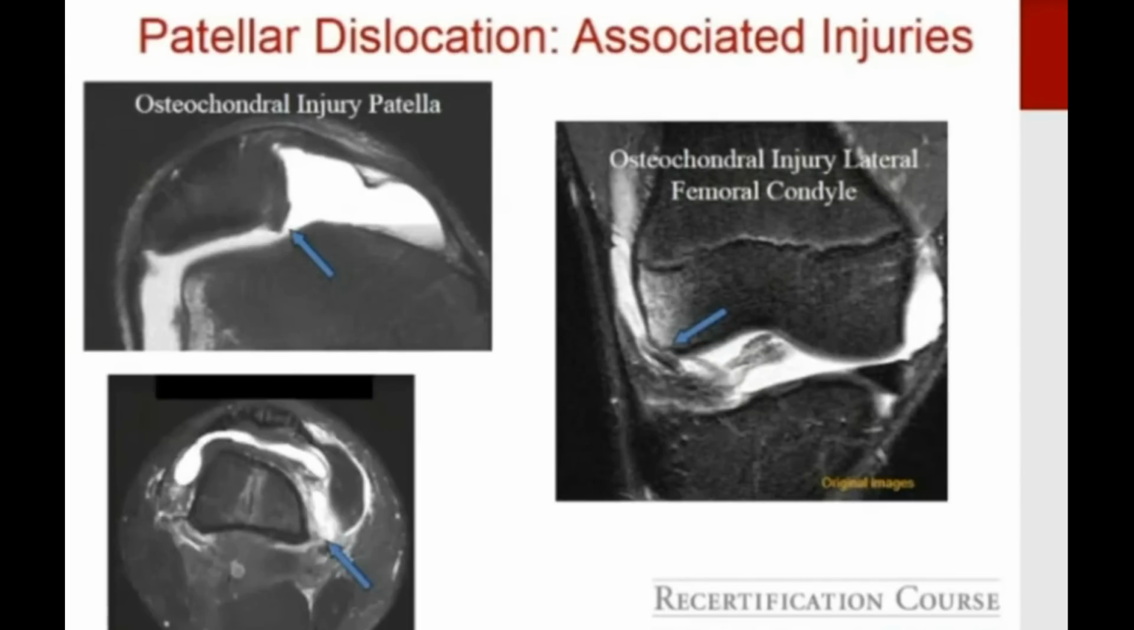Also, we need to assess the integrity of the medial patellofemoral ligament. This is a structure which arises from the superior pole of the patella, then extends along the deep surface of the vastus medialis obliquus muscle, and inserts on the adductor tubercle.